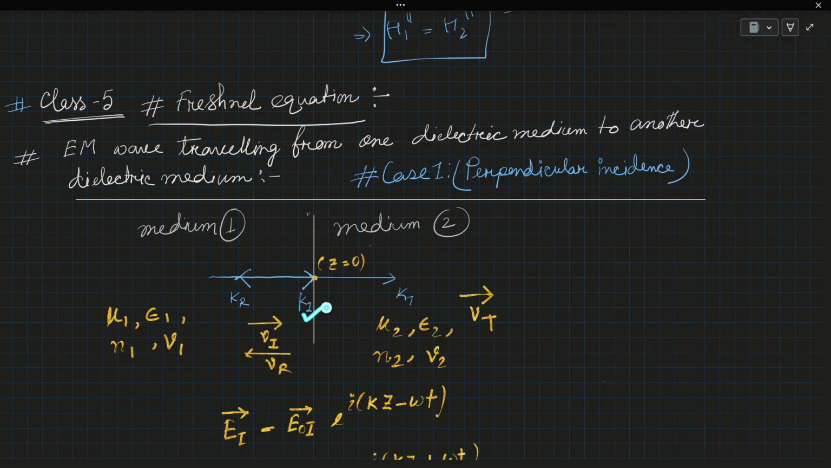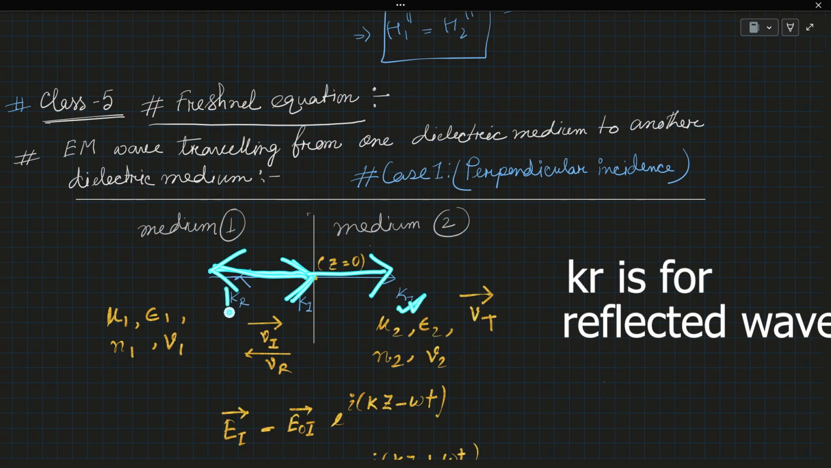This is ki incident, this is kt transmitted, and this is kr reflected. Ki is in this direction, that means the wave came this way and then got transmitted towards this. This is kt, and then some part of it got reflected. This is called kr. So this is the case.